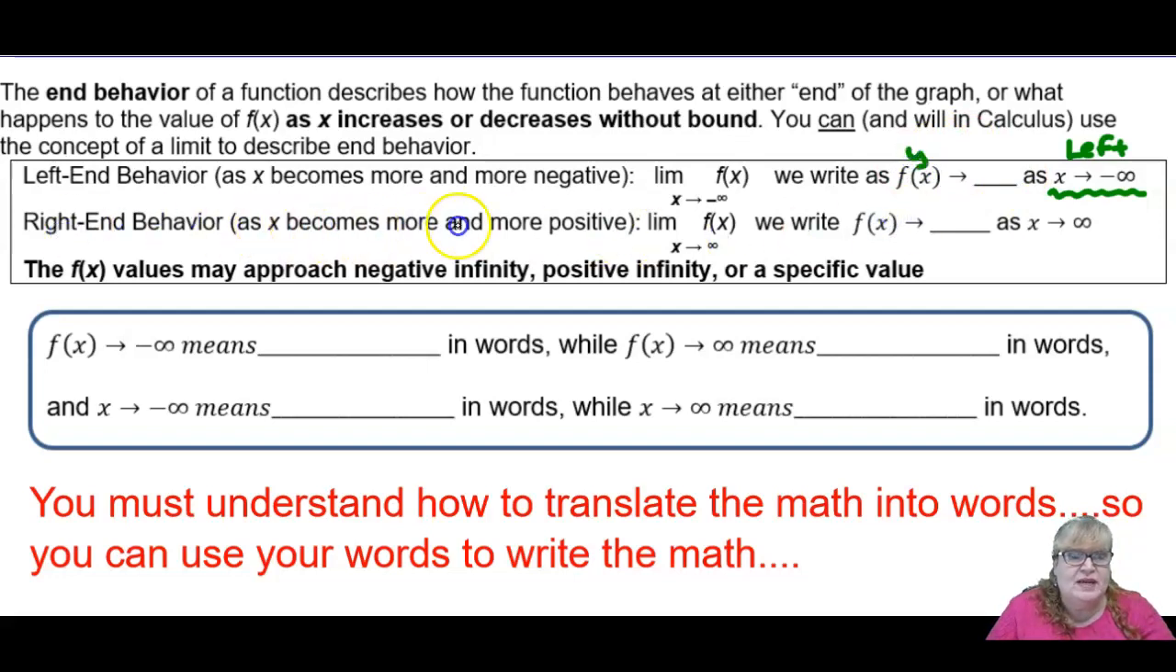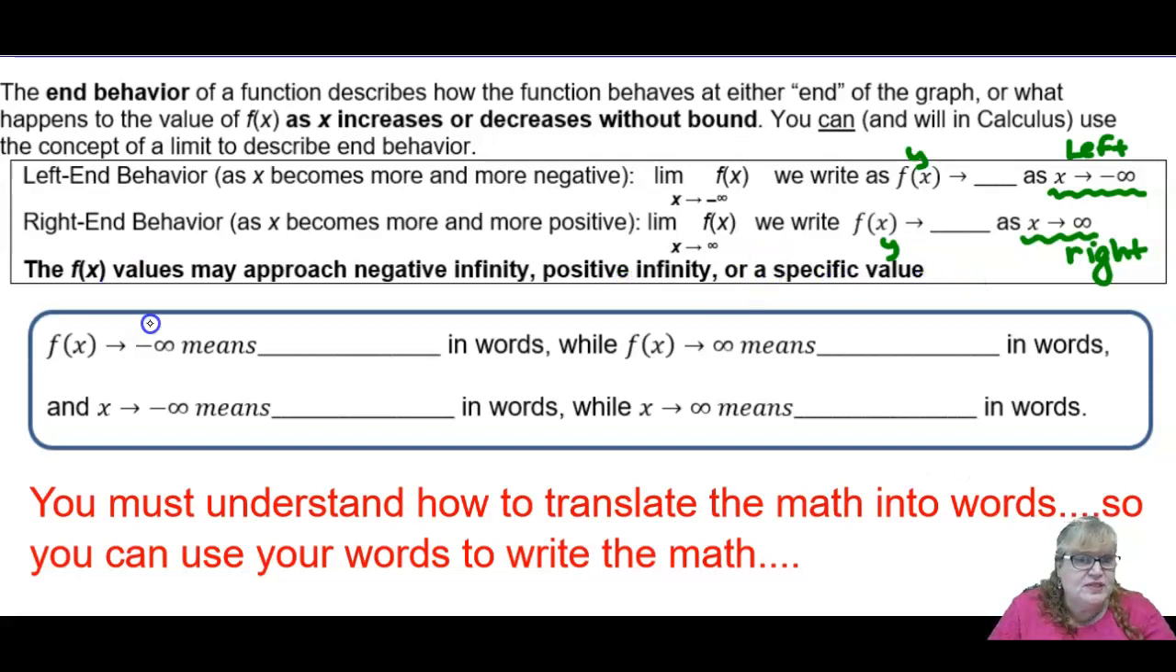The right end behavior, in calculus, you would say the limit of f of x as x approaches infinity. In other words, as the x values get really big, we say as x approaches infinity, that is the right. What's happening on the right? Is the y going up or down, or staying the same? So the function may approach negative infinity, positive infinity, or a specific value.